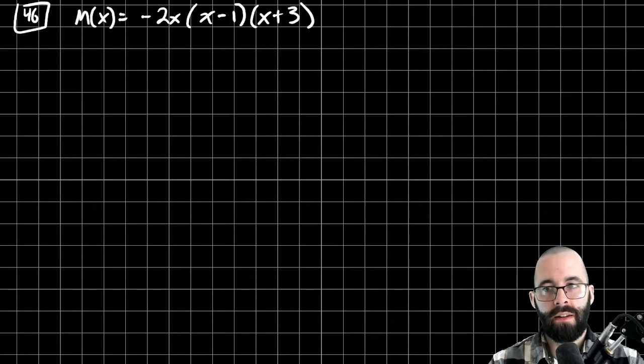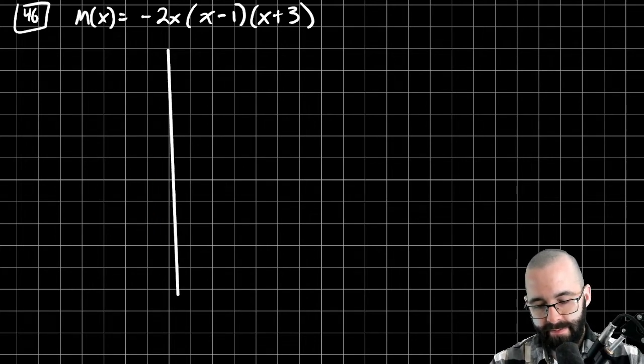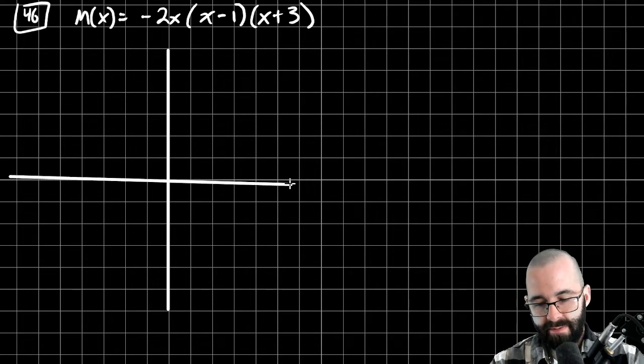All right. So we need to look at the intercepts, the end behavior, and the multiplicities.